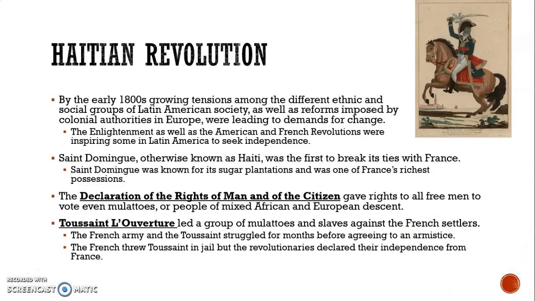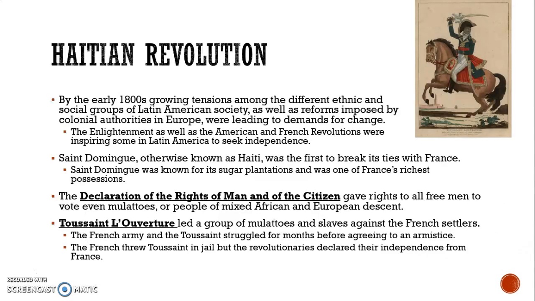By the 1800s, there were a lot of tensions amongst different ethnic groups in Latin American society that had been colonized by the French and other European nations. The reforms imposed by the colonial authorities in Europe were leading to demands for change. The Enlightenment, as well as the American and French revolutions, inspired a lot of Latin America to seek independence. The most important of these was Haiti, also known as Saint-Domingue, which was the first to break its ties with France.